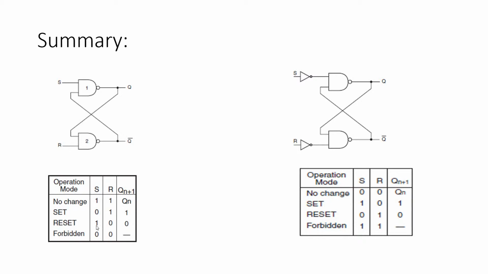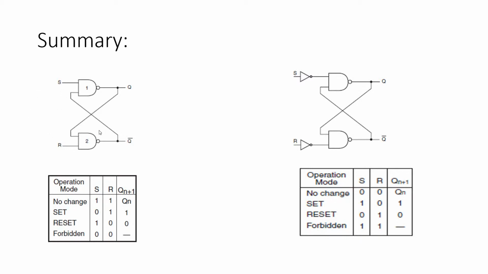Because whenever S, that is the set input of this SR latch, is 1, then Q of n plus 1 goes to 0. But generally we say whenever something is set, the output should be 1. In this table and this circuit it is happening in reverse, so it is called the active low NAND SR latch. So what we have done is just add one inverter to make it active high. So this was the summary. If you want to check the explanation, please go through the link given in the description.